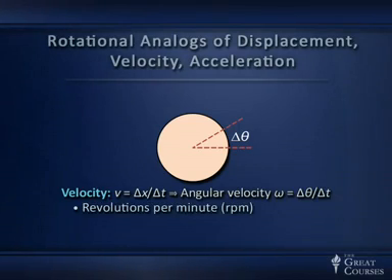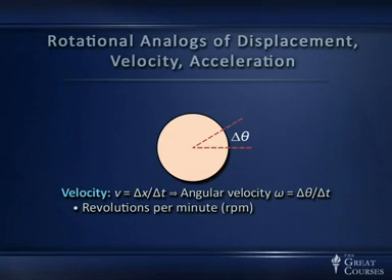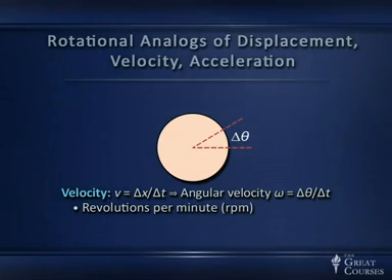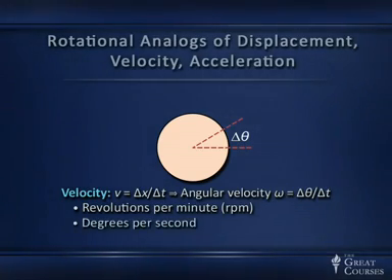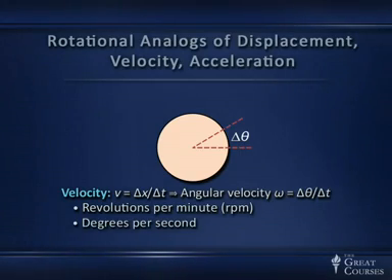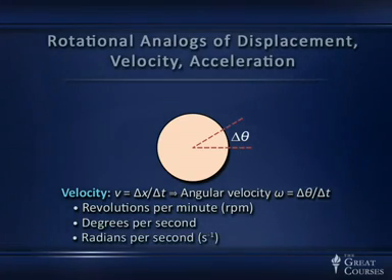How would you measure velocity? You could measure it in revolutions per minute, RPM. That's a very common measure. I bought a new drill. It spins at 3,600 RPM or whatever. We could measure it in degrees per second, a less commonly used unit, or we could measure it in radians per second. Again, I'll show you in a minute why we might want to measure things in radians.